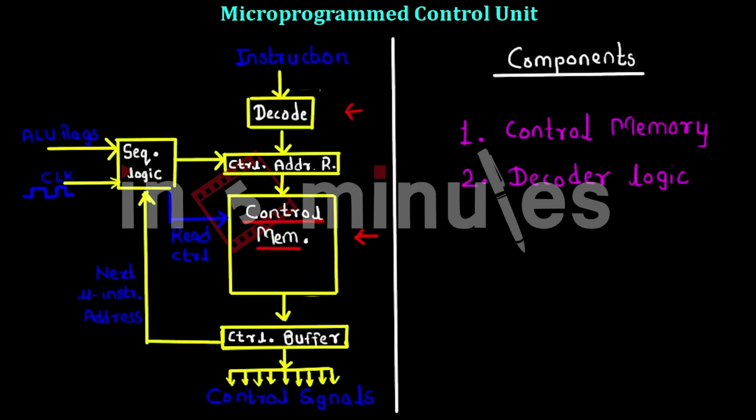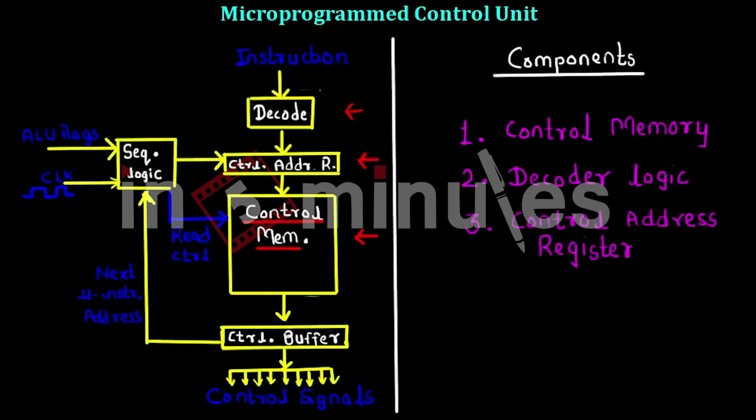Now this is a part of any control unit. Even we saw the decoder in the hardwired control unit as well. So it is going to decode the opcode and generate the necessary signals. In the microprogram control unit, it is going to generate the first control address. That is the first address for the first microinstruction that needs to be executed for the current instruction. So that is the role of decoder logic.